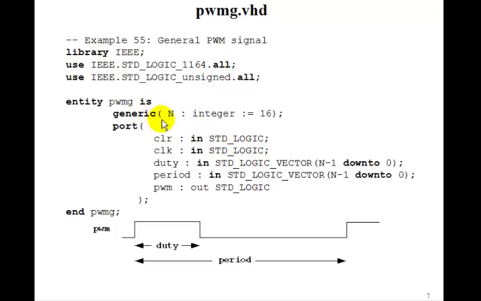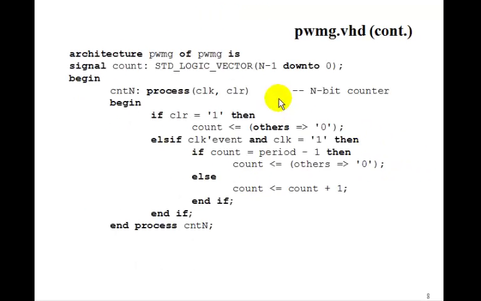We'll make it an n-bit one, generic. Here I set the integer to 16 for default, but if you want an 8-bit one, then in the port map statement where you have your generic map, you just set it to 8. And then here's our duty, n-1 down to 0, period is n-1 down to 0. And then this is just similar to what we had before.